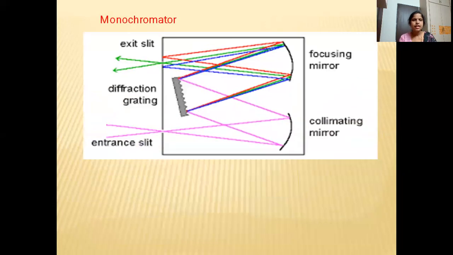In the next diagram, you can see the entrance slit, that is where the light falls on the monochromator and enters. We have a collimating mirror which reflects the light, and it then falls on the diffraction gratings, that is prism or filters. They cut down all the other wavelengths, so only the particular wavelength of light is selected. That light is focused on the mirror, and from there it comes out through an exit slit. All these components come under the monochromator.